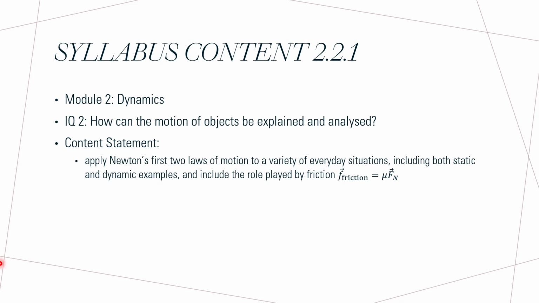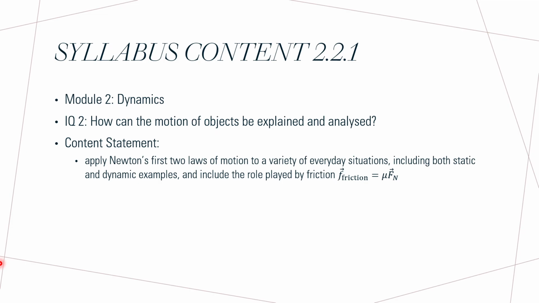new inquiry question which asks, how can the motion of objects be explained and analysed? So when explaining why objects move in the way that they do, friction is going to be a really big part of that because it's going to explain why objects do not move as much or begin to slow down instead of following Newton's first law.